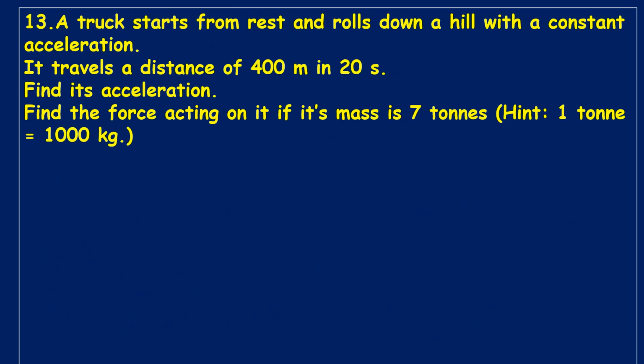Now the next question. A truck starts from rest and rolls down a hill with a constant acceleration. It's rolling from a higher altitude to a lower altitude, with constant acceleration maintained here. It travels a distance of 400 meters in 20 seconds. The distance from the higher altitude to the lower altitude is given as 400 meters, covered with constant acceleration in 20 seconds.